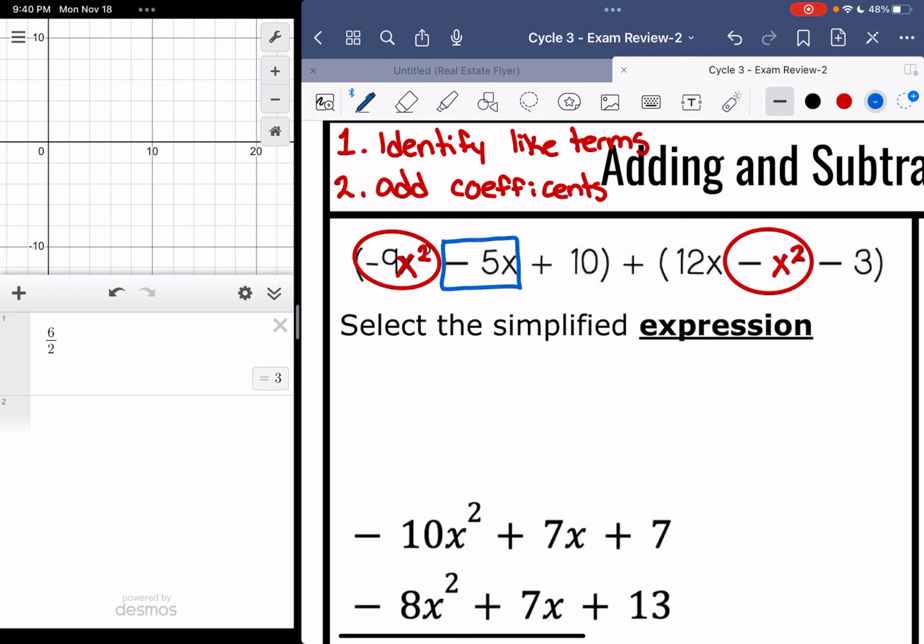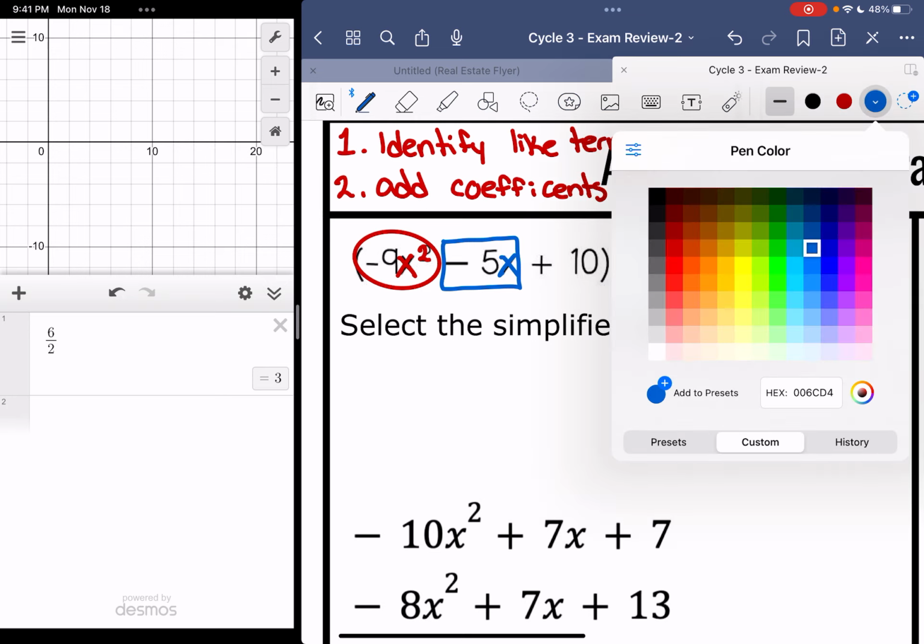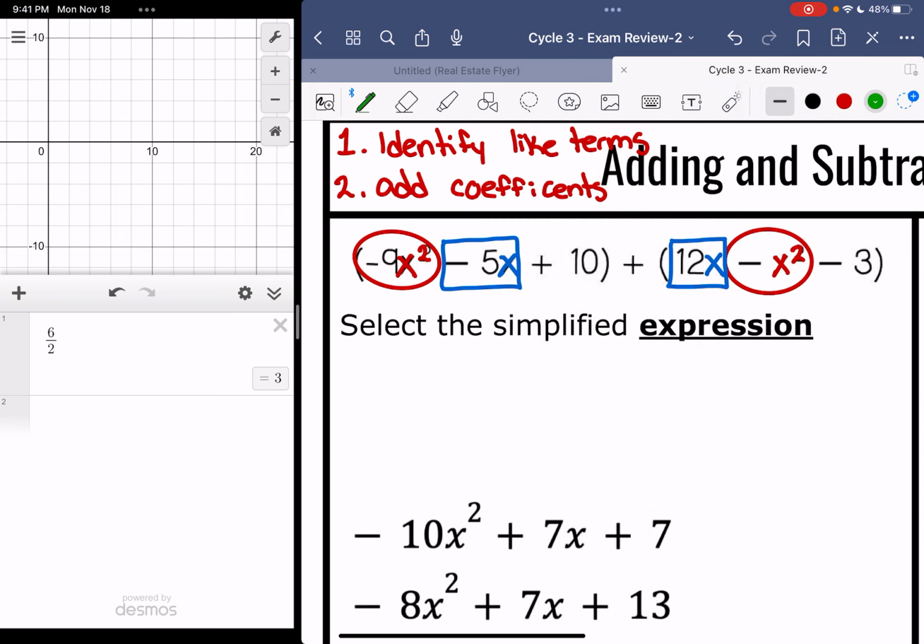I see another set of like terms right here, negative 5x and 12x. They both have an x term. And then last but not least, my constants also count. I have positive 10 and a negative 3. I now identified like terms. I'm going to go ahead and add their coefficients now.